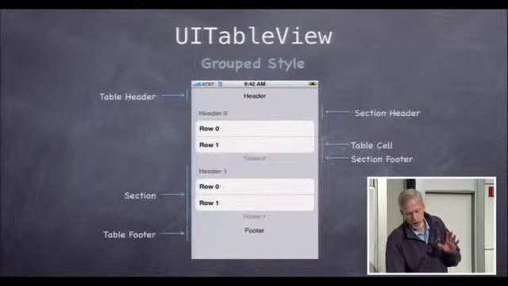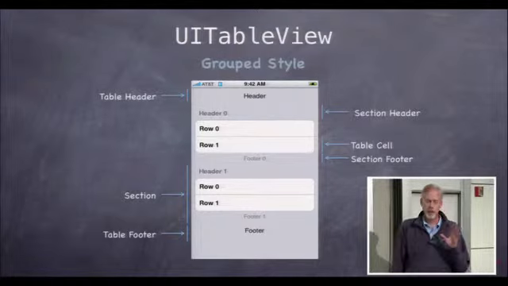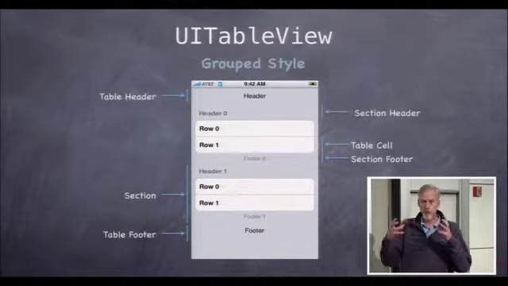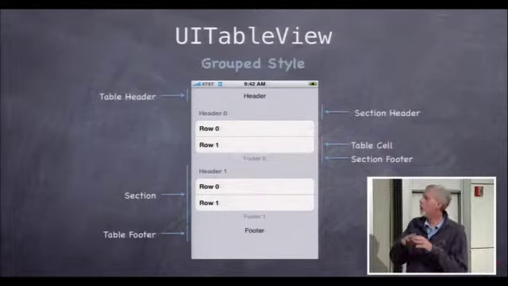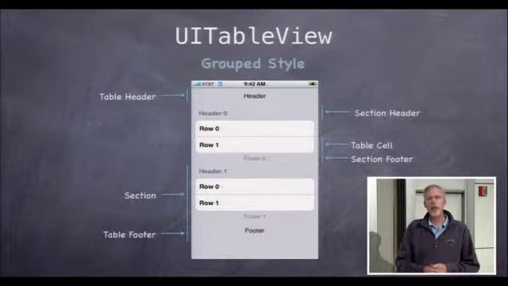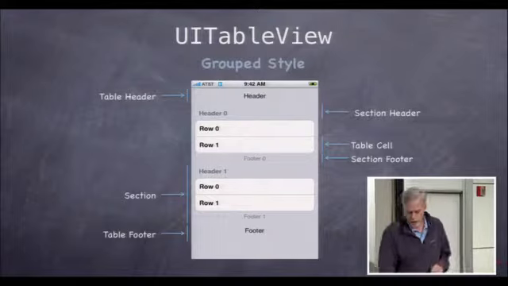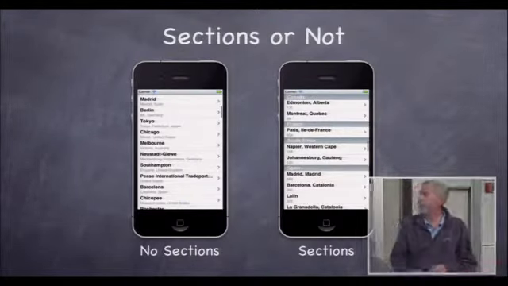So here's what the group style looks like with all those things. Okay, so the section headers are there. They're above the rounded rects. You can still have a header and footer on the table. The rows are inside these little rounded rects. Okay, everyone understand that? So let's look at sections or not.